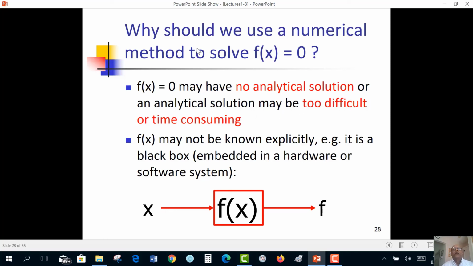I just said numerical methods are inexpensive, they are cheap, it means they are easy to use and do not take much computer time. Also notice, if we do not know this function explicitly, that means it is embedded in a black box, like in a hardware or software system. All we can do is feed it x, and it tells us what the function value is, in which case we can do nothing analytically. So we have to use numerical methods.